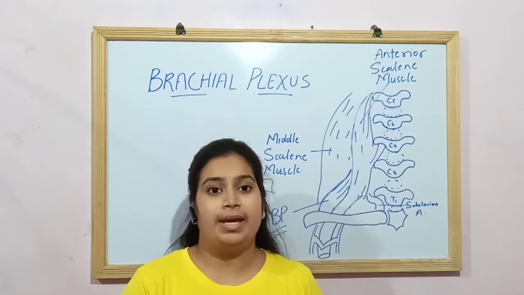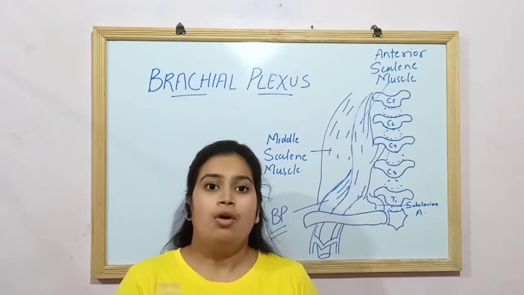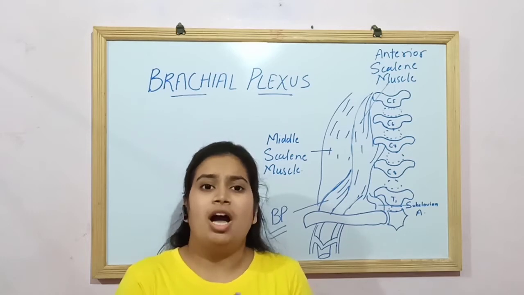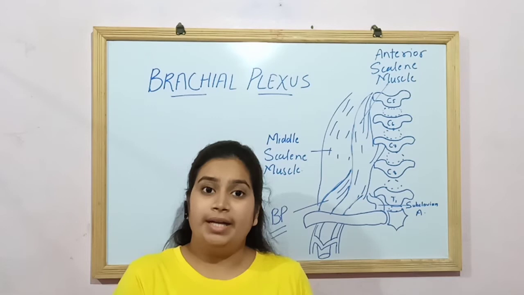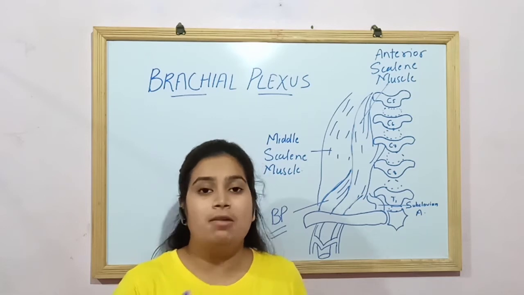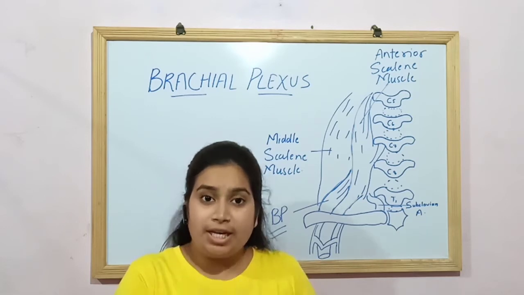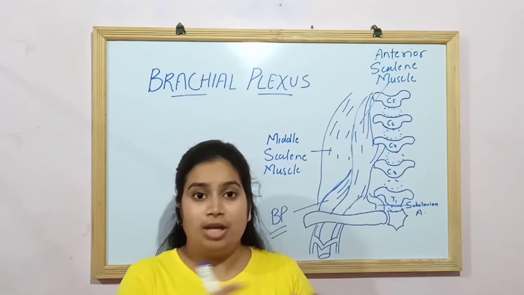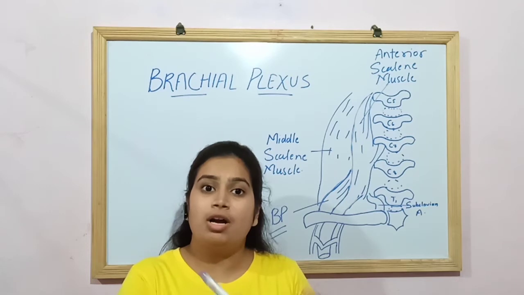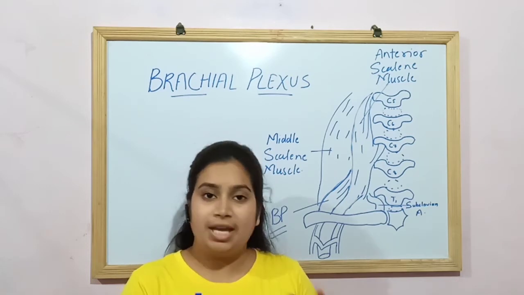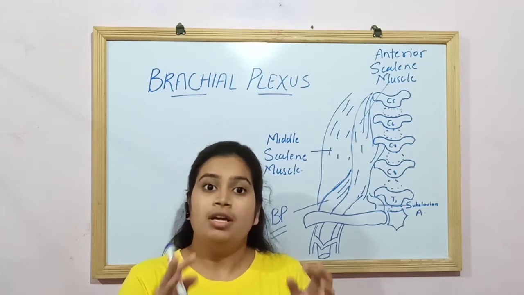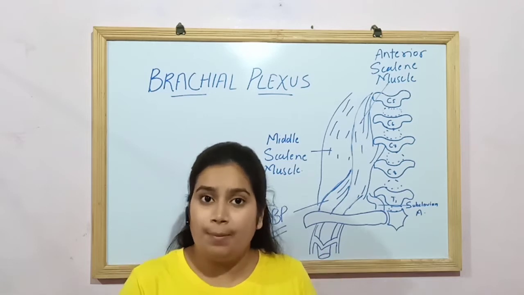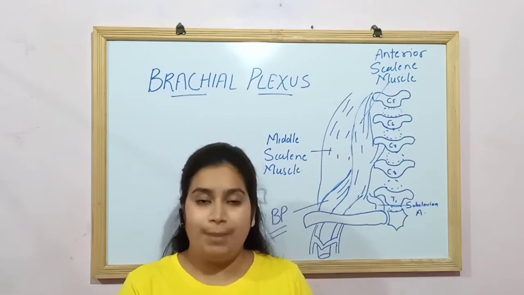Our today's topic is brachial plexus. What is this brachial plexus? Plexus means a network of anything. But if we are talking about brachial plexus, that means a network of nerves of the upper limb. If we are talking about lumbar plexus, that means a network of nerves of the lower limb. Brachial plexus is the network of nerves which supply the upper limb, so it is called the brachial plexus.